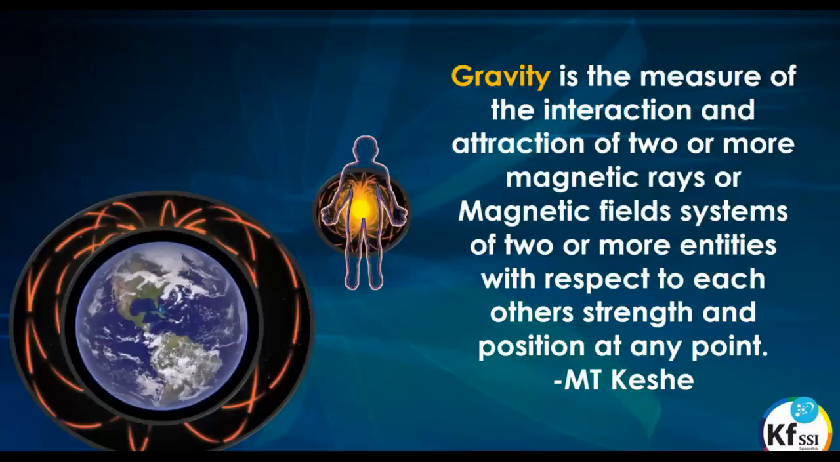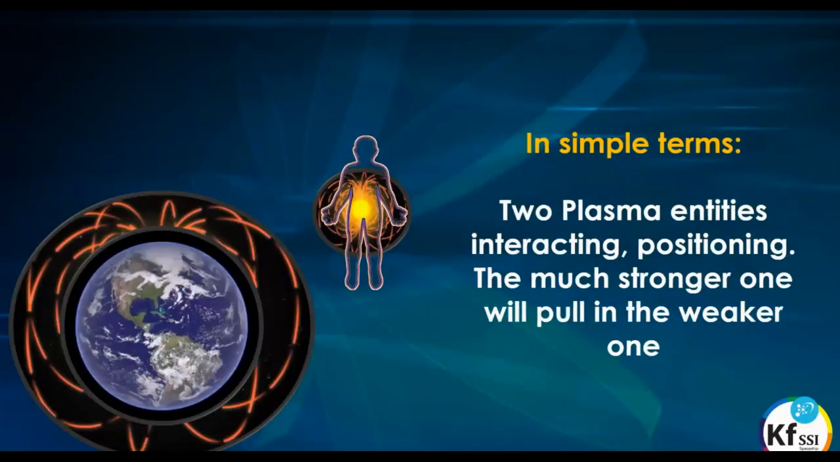And I just thought I'd bring this one in because I know Rick did ask the question in the very first part one in terms of gravity. So when we have a look at the Earth and ourselves, you could say that gravity is a measure of the interaction and attraction of two or more magnetic rays or magnetic field systems, or two or more entities with respect to each other's strength and position at any point. And to simplify that, it's essentially two plasma entities interacting and finding their position, and the much stronger one will pull in the weaker ones, the stronger one being Earth and then ourselves.